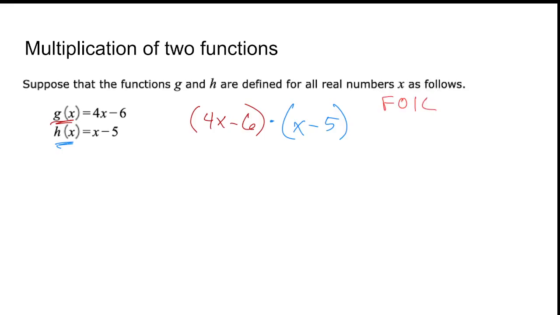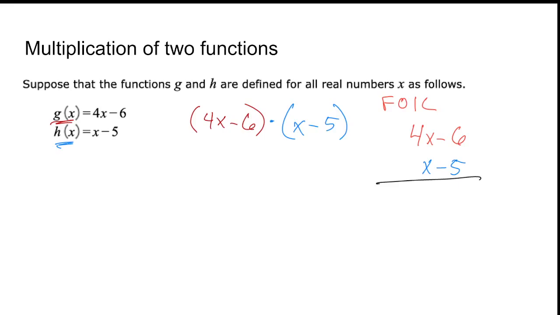Or you could do it with a vertical. Let me show you that one. So you could practice out your FOIL. Or you could just list this as 4x minus 6, and then vertically underneath go x minus 5, and go ahead and do the multiplication, maybe like we did in 3rd or 4th grade when we did two-digit number multiplication.